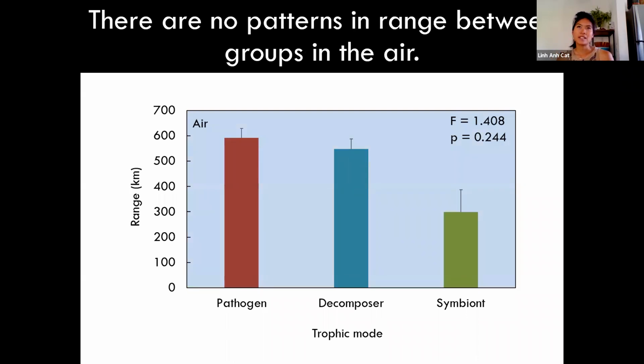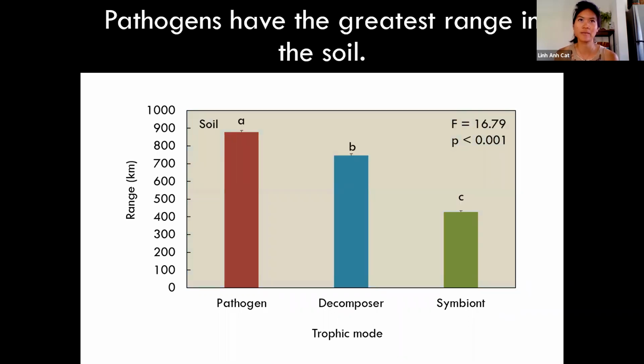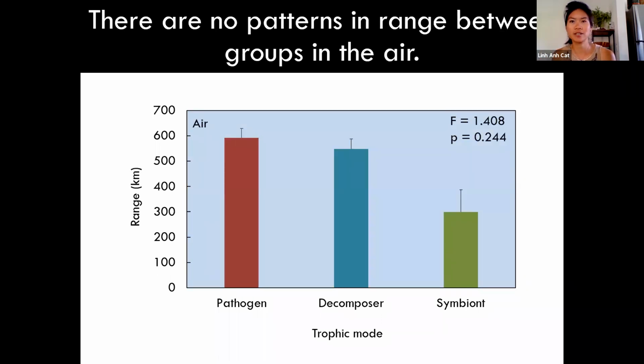And there are no patterns in the area that these different groups are found in the air. So these bars look like they're different amounts, but when you run the statistics on them, there's no significant difference with the range found in air. So they're traveling large distances, but the pathogens are much more concentrated in the air. And that has a difference in how successful they are in colonizing the soil, as you saw before. And I should point out that those letters just show significant differences, and this one doesn't have letters. So these bars, even though they look different, are actually statistically the same.